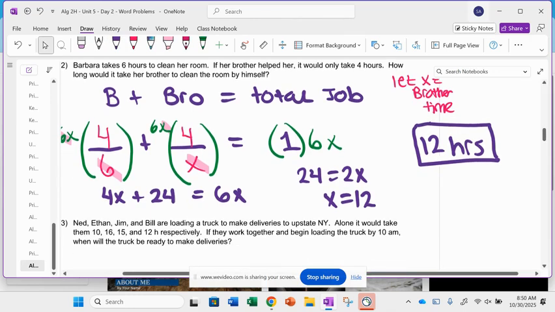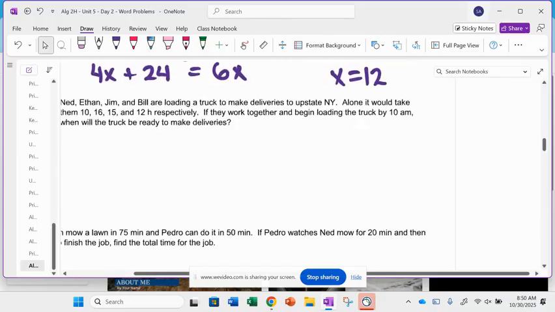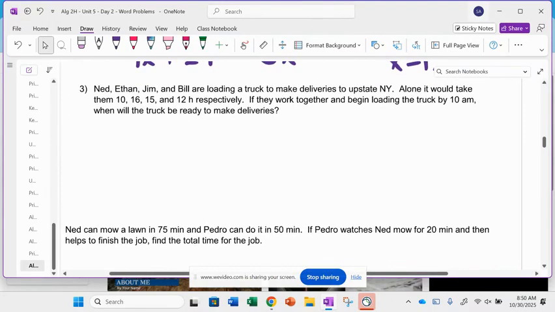Can I keep going? Okay, so now we have more people. Ned, Ethan, Jim, and Bill are loading a truck to make deliveries to upstate New York. Alone, it would take them 10, 16, 15, and 12 hours respectively. What do I mean when I say respectively? Good. In the order that the names were given is the order of the hours they worked.